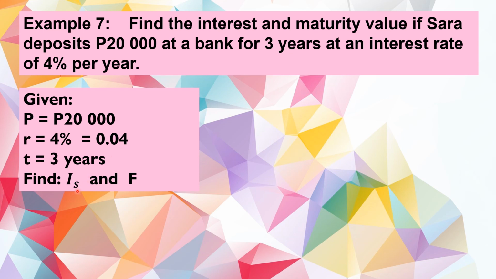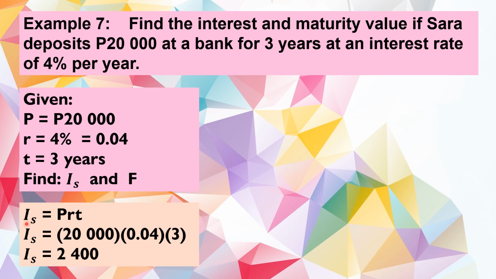So, let's find now the interest and maturity value. So, the formula is I sub S is equal to PRT. Just substitute the 3 given here. So, we have now P is 20,000 times our R is 0.04 at yung T natin is 3. So, multiplying this, it is now equal to 2,400. Thus, our interest is 2,400 pesos.